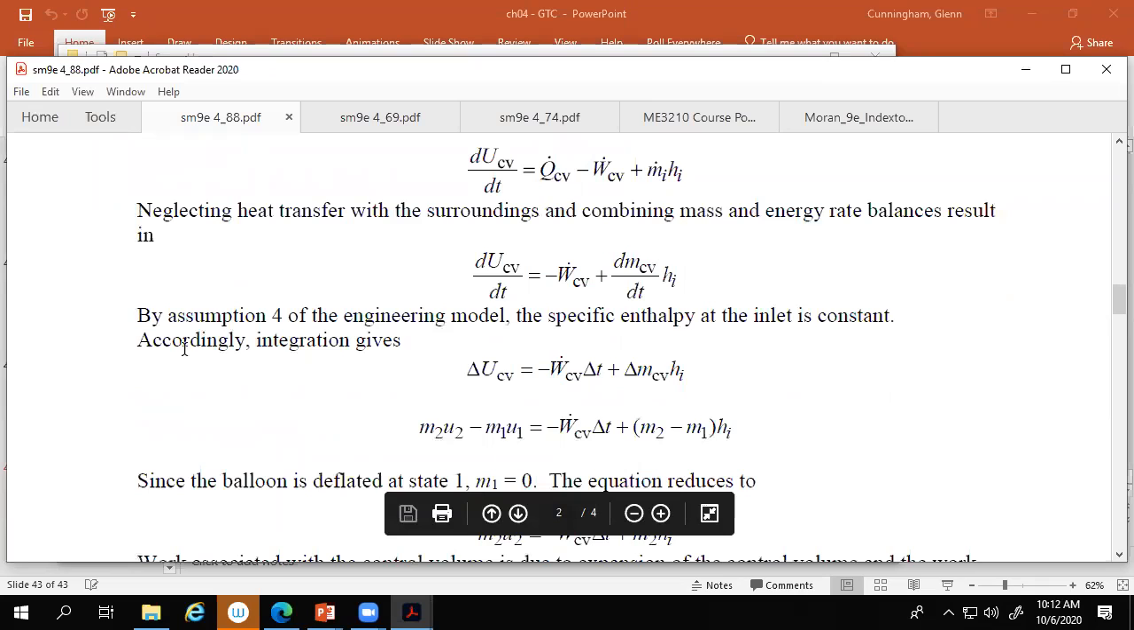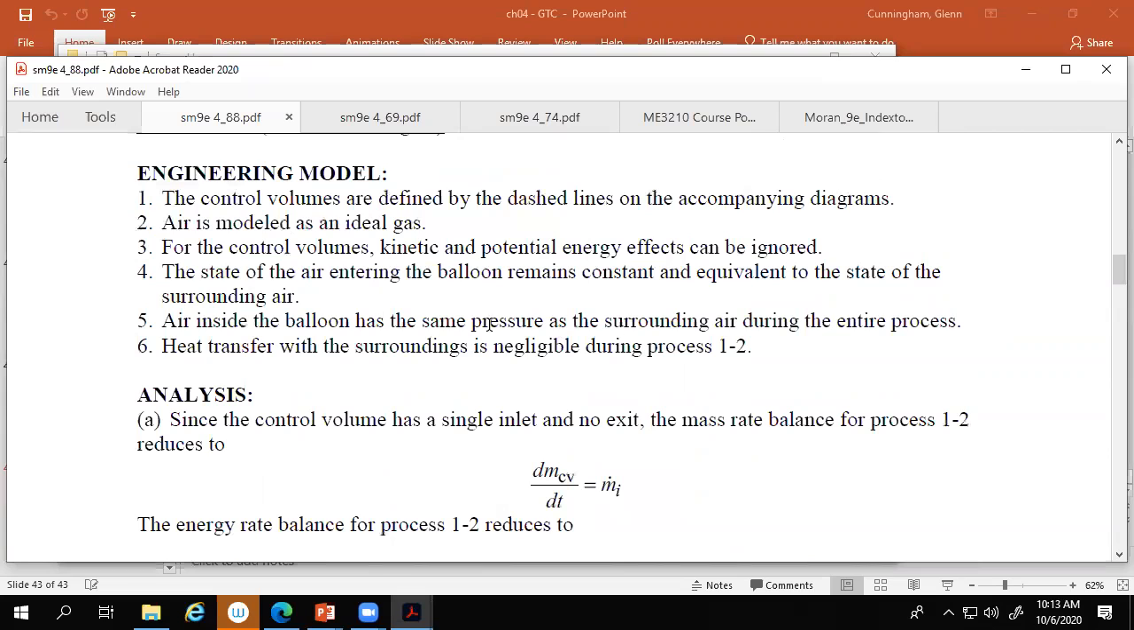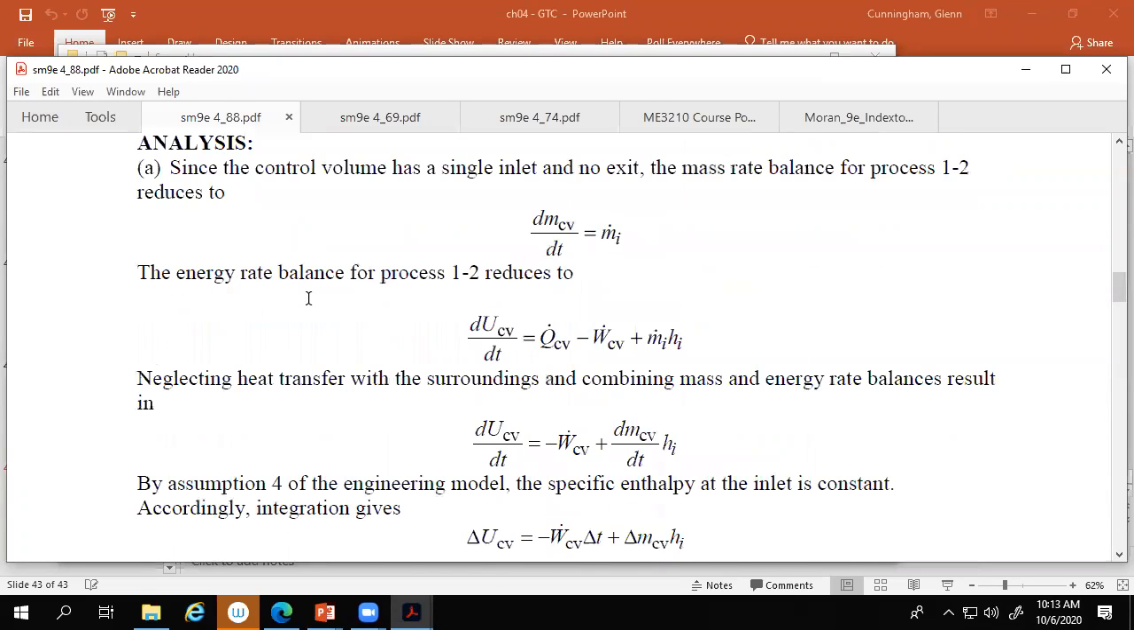Well, by assumption 4, the specific enthalpy is constant at the inlet. What's coming in is constant, and so we can look up and see that the state of air entering the balloon remains constant and equivalent to the state of the surrounding air. So we know that enthalpy is constant coming in.